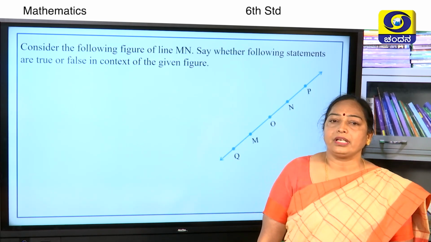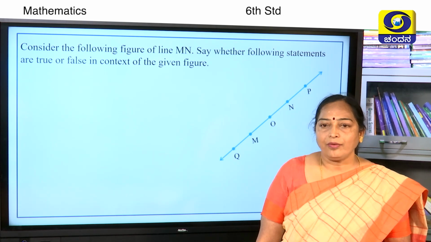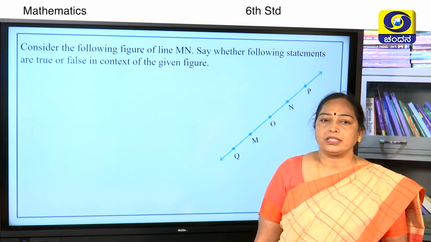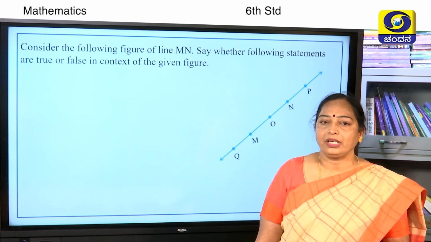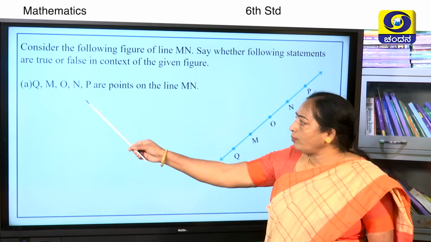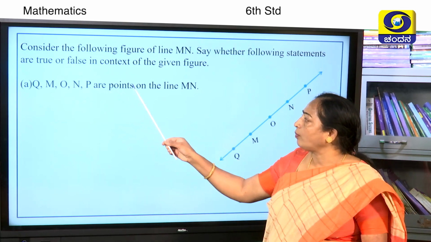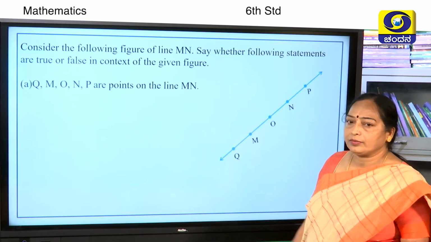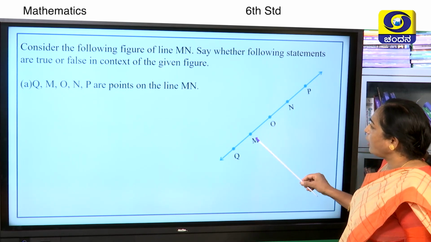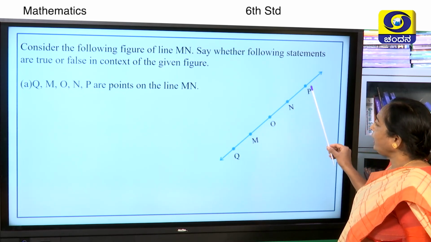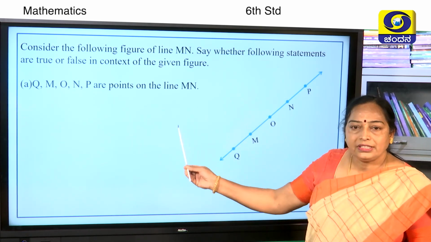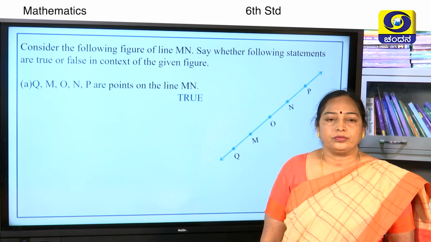Consider the following figure of line MN. Say whether the following statements are true or false in context of the given figure. First statement, Q, M, O, N, P are points on the line MN. Is it correct? Q, M, O, N, P are the points on the line MN. Therefore, this statement is true.